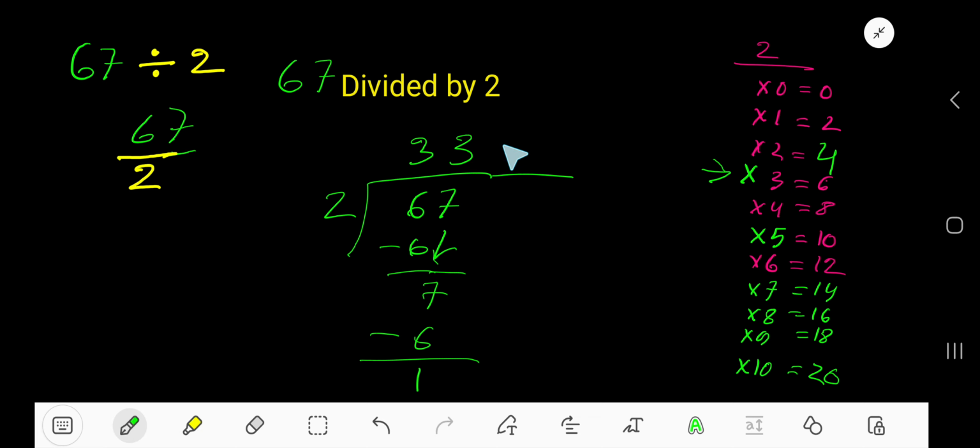That is, your answer is 33, remainder 1. But if you want to write your answer in decimal form, then put a decimal here, and you are allowed to write any number of zeros.